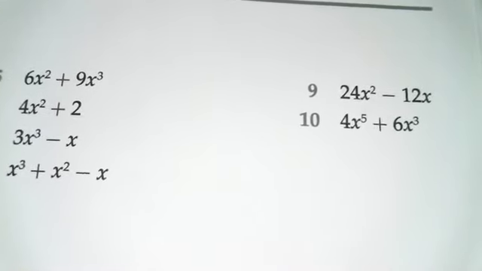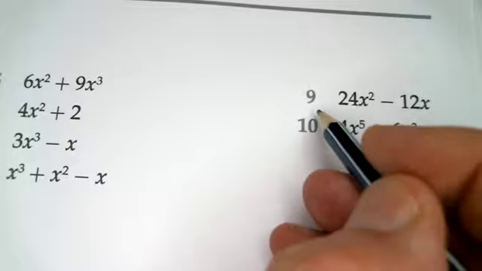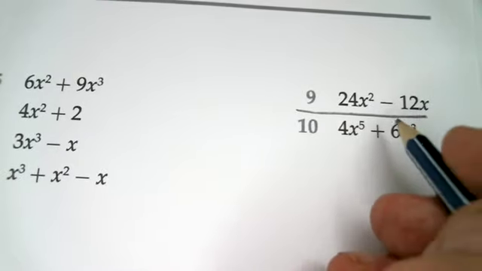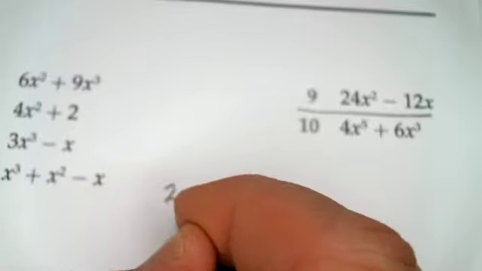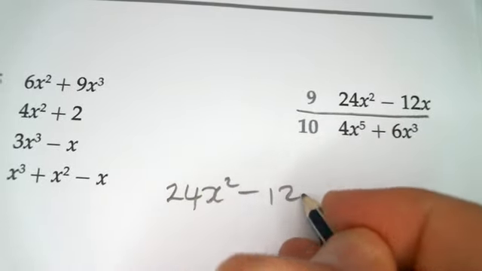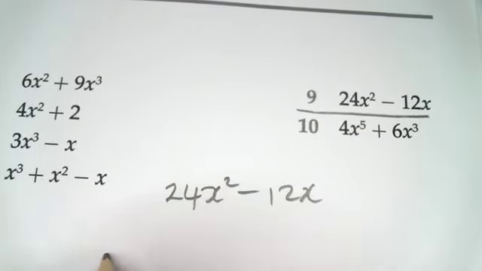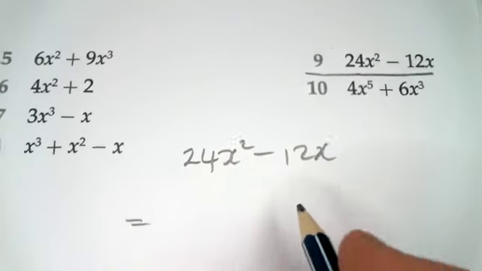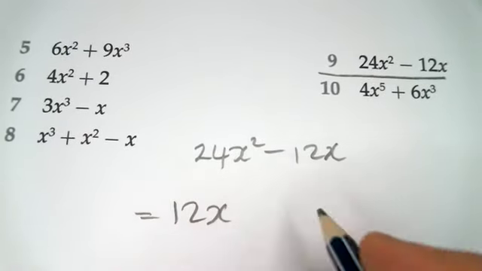Let's have a look what else we've got. Oh, look at these ones here. This is nice. What about number 9? Well, I'll write this down here. I've got 24x squared minus 12x. What's common? Well, both are divisible by 12, and there's an x in both.